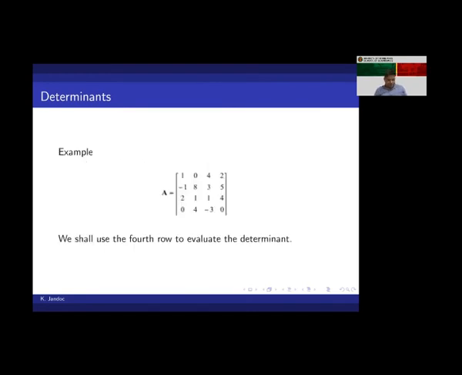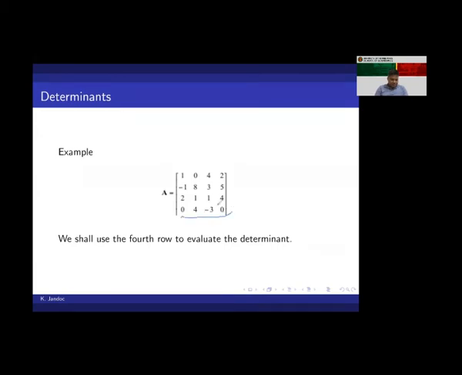Okay, so in this slide, we have a 4 by 4 matrix. It looks bloody. Okay, so we're tasked to get the determinant of this matrix. Good luck, but let's do this. Okay, so let's get the determinant in terms of the fourth row.